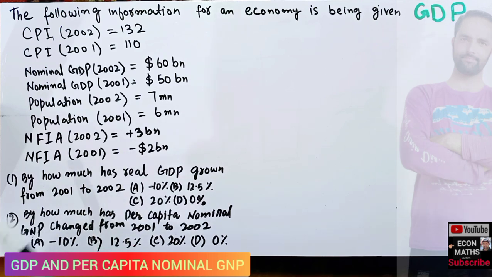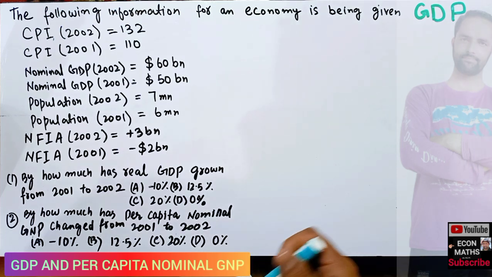We have to find out by how much the real GDP has grown from 2001 to 2002. The options are given as -10%, 12.5%, 20%, or 0%. And another question is by how much has per capita nominal GNP changed from 2001 to 2002, and the options are being given. Okay, so let's try to solve the first one.